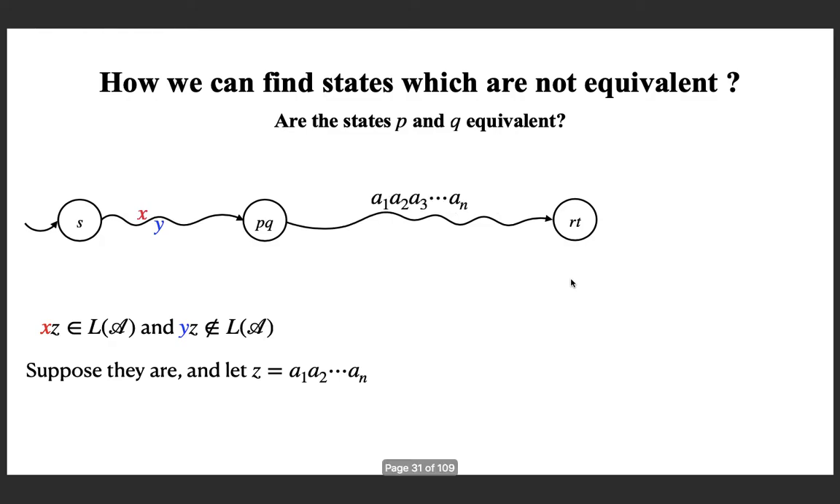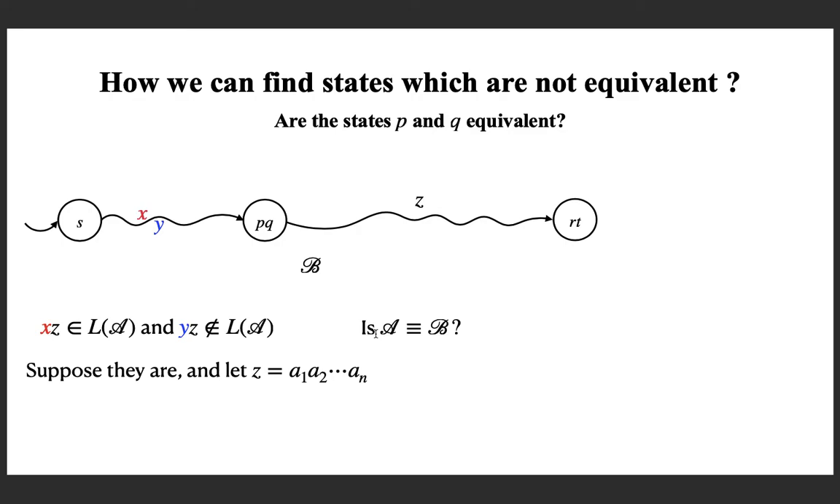So now you can rewrite it as no need to remember the intermediate state. You can abstract away. You can say that A1, A2, etc. AN is taking you to RT. And what is A1, A2, etc. AN? It's nothing but Z. Now this is Z. So you obtained a reduced DFA B.